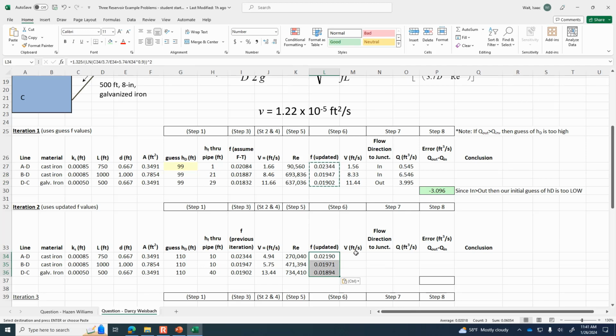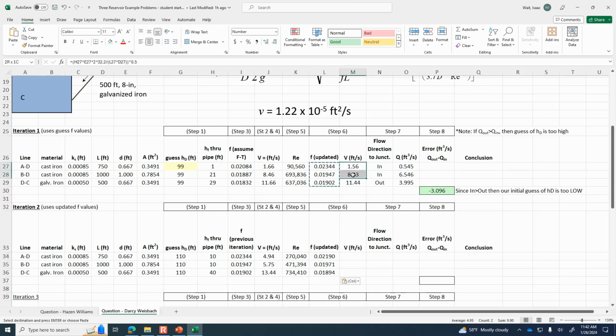And by the way, how much is the F value changing? 0.0234, 0.0219. It's still changing a little bit. So one of the convergence criteria that we're going to look for is not only is continuity satisfied, but how much is the F value changing within the iteration? And it hasn't completely stabilized yet. That's all right. It's just an indicator that we're going to have to do more iterations after this one.